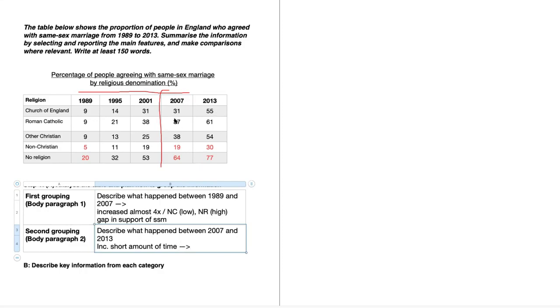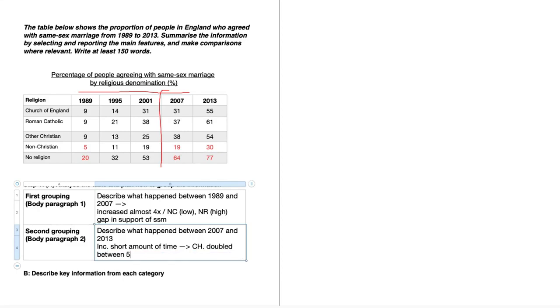So we're looking at 2007 here and 2013 for these first 3 Christian groups. So I'm going to say Christian, and I'll just put a CH for that. Christian groups doubled, and I'll say between 50 and 60%. And then I will talk about non-Christians and those without a religion. So I'll put non-Christians and no religion, like I used here in the first paragraph. These increased to about 1/3 and also 3/4.